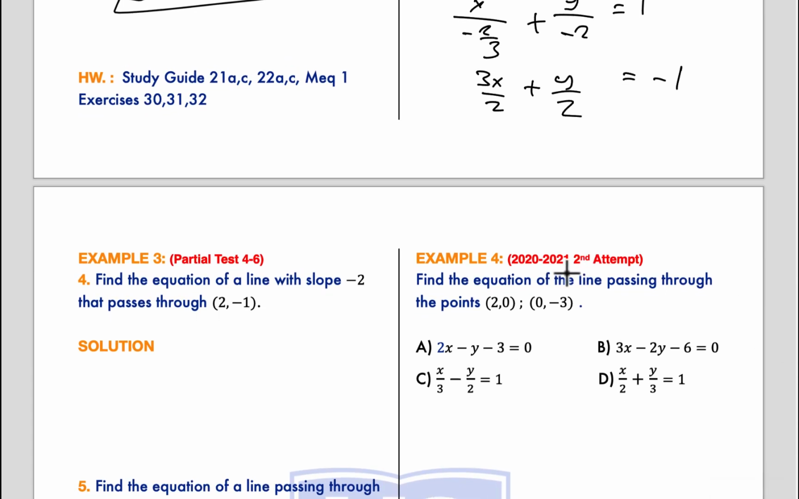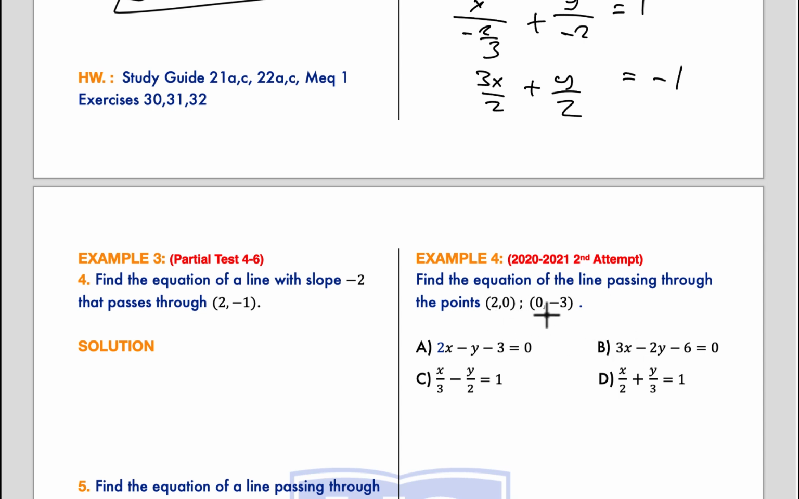Ministry question 21, 2021, second attempt. When we check the options, we have 2 options with slope point form. The other two options are in slope intercept form. So you try whatever way you want.